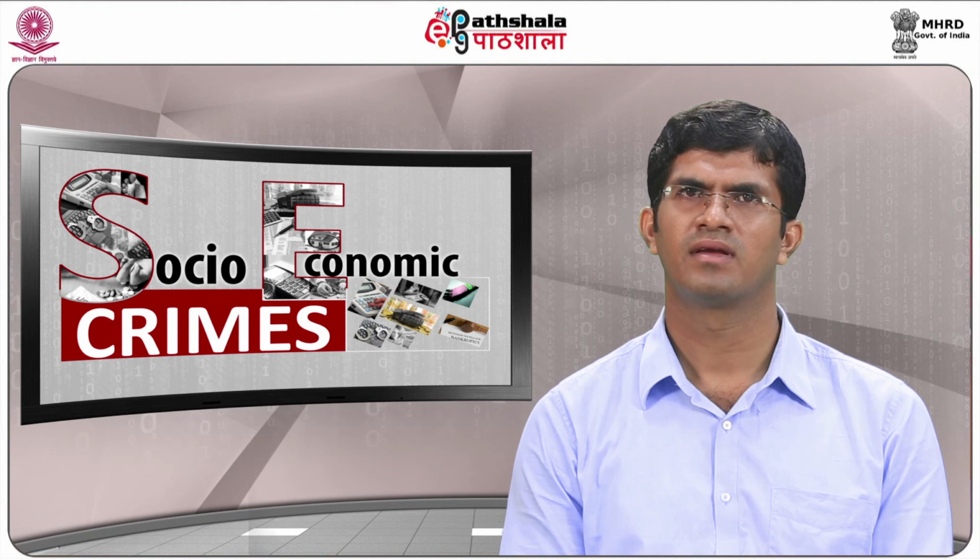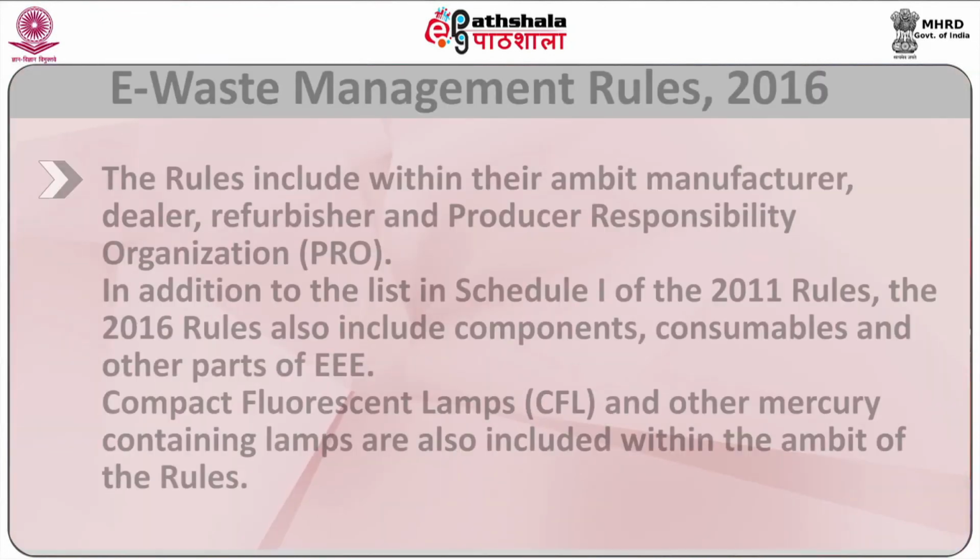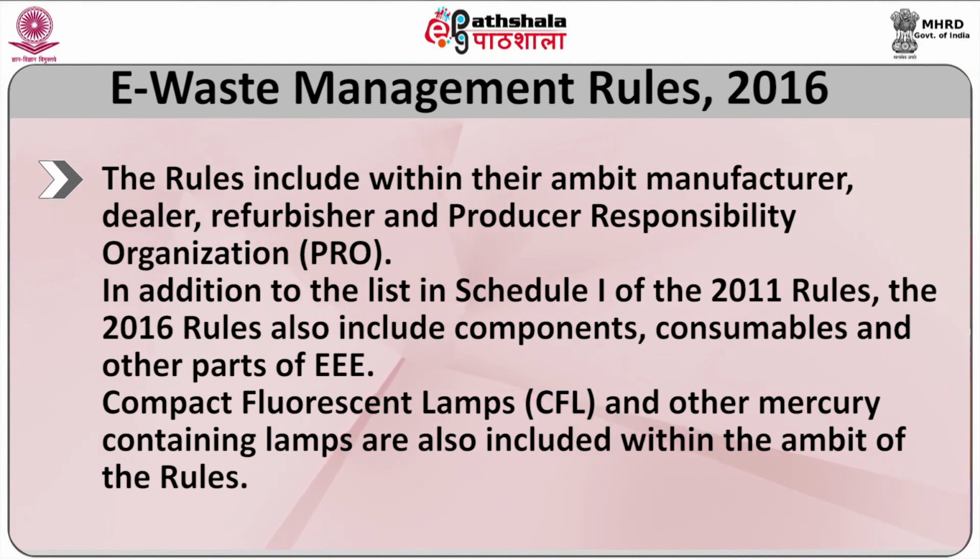Some of the noteworthy features of the aforementioned rules are as under. The rules include within their ambit manufacturer, dealer and producer responsibility organization. In addition to the list in Schedule 1 of the 2011 rules, the 2016 rules also include components, consumables and other compact items, etc.